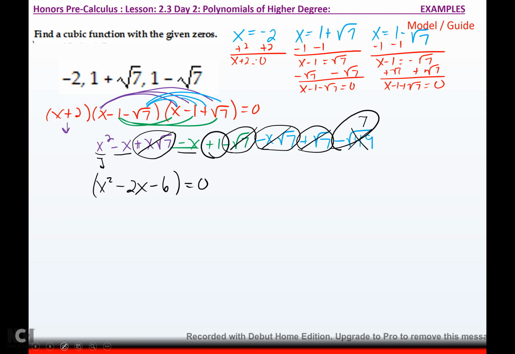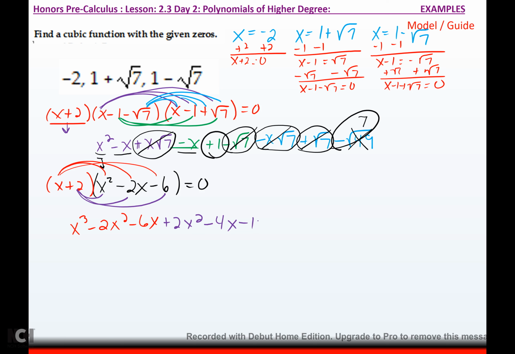But I still need to multiply that by my x plus 2. So x times x squared is x cubed. X times negative 2x is negative 2x squared. X times negative 6 is negative 6x. Positive 2 times x squared is positive 2x squared. Positive 2 times negative 2x is negative 4x. Positive 2 times negative 6 is negative 12.